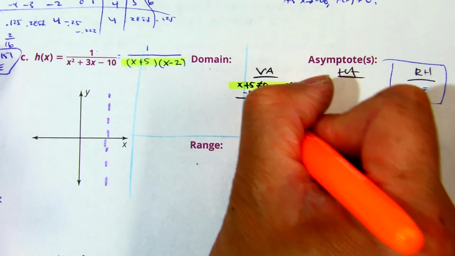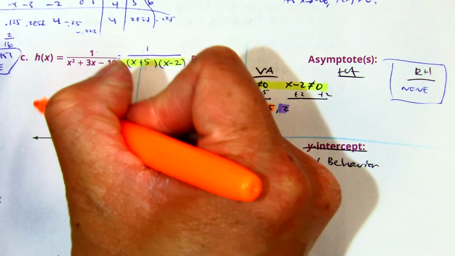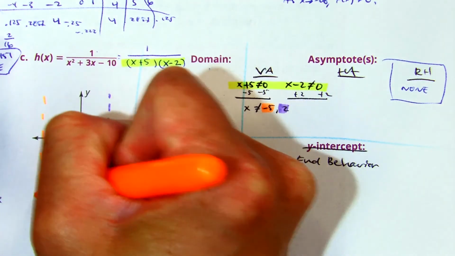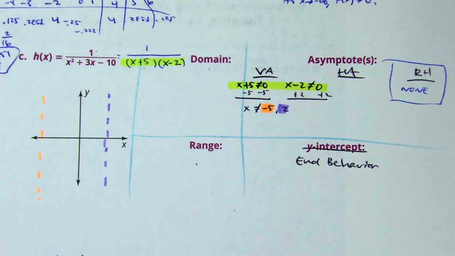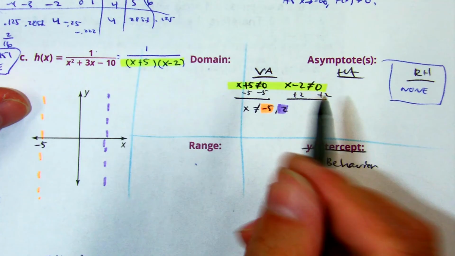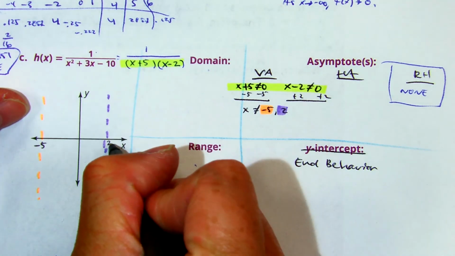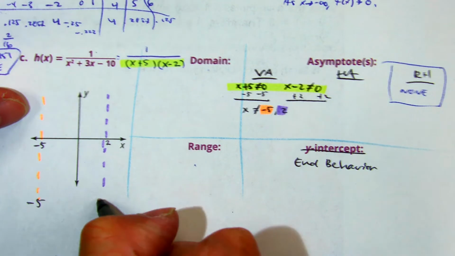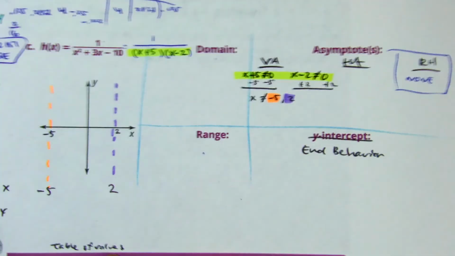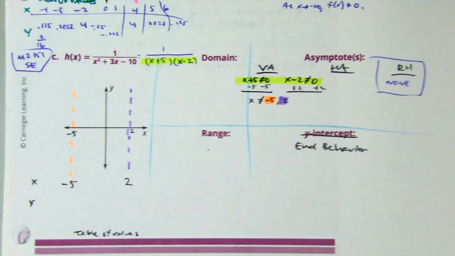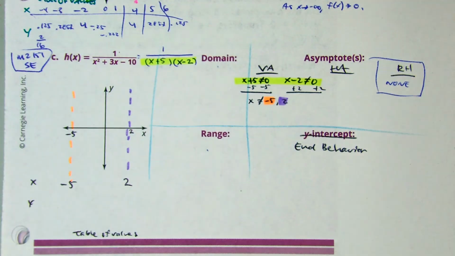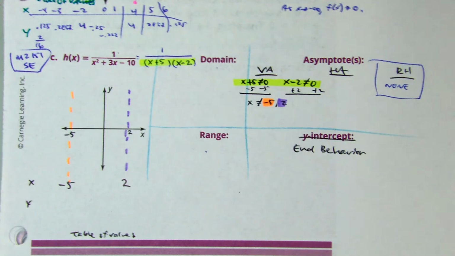Here's negative 5. I'll write that down if I forget. Negative 5 and 2. Negative 5 and 2. Okay? Okay, so we found the discontinuities. We need to find the horizontal asymptote.